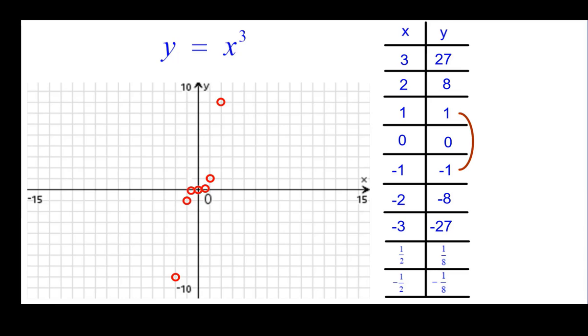So let's go back to these here. Let's look at those 2 points right there. And I colored them in. Look at them on the table and in the graph. 2, 8 and -2, -8. Look at those 2 points. And then the half and -1/2. Look at those 2 points.